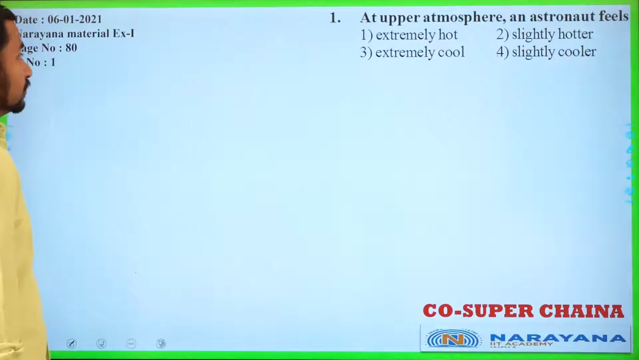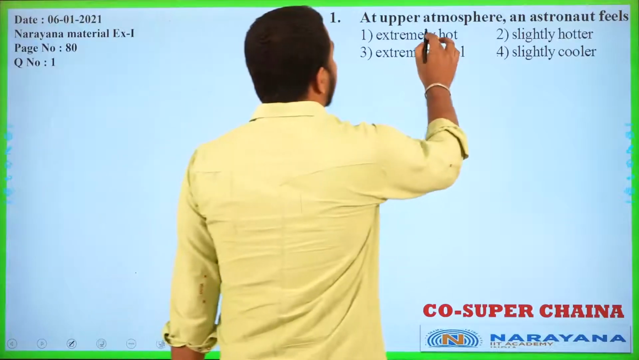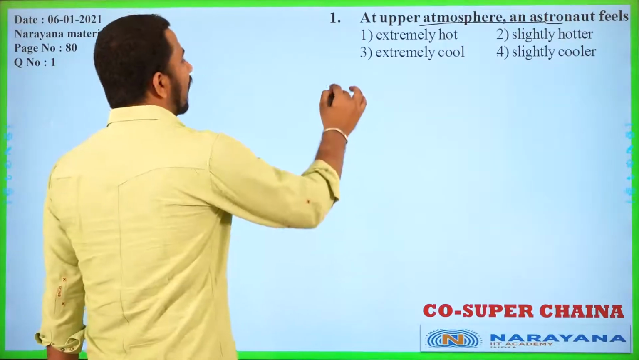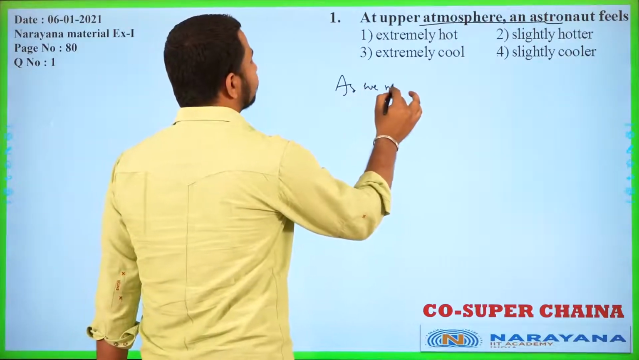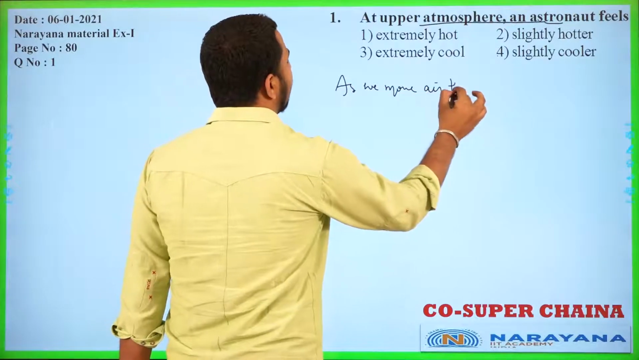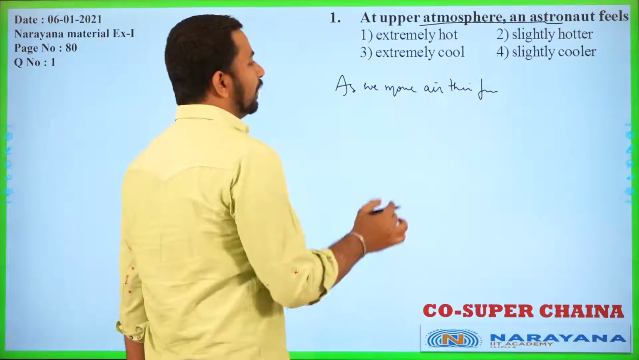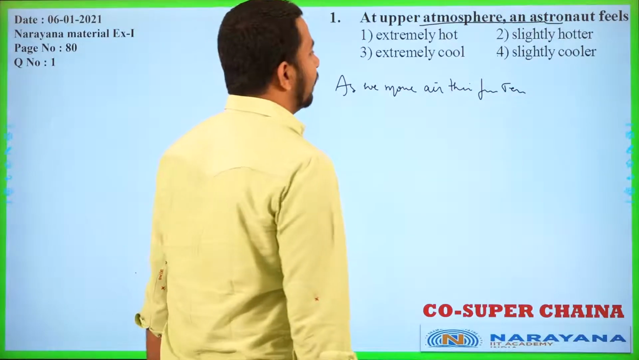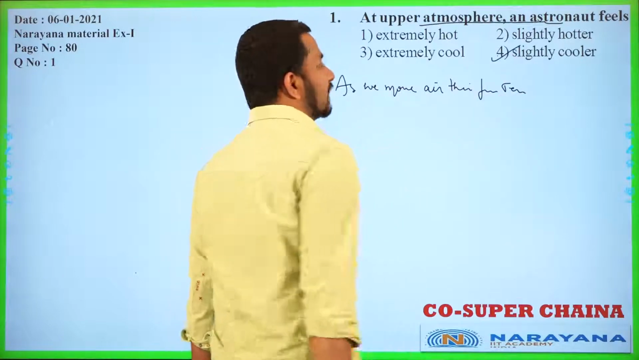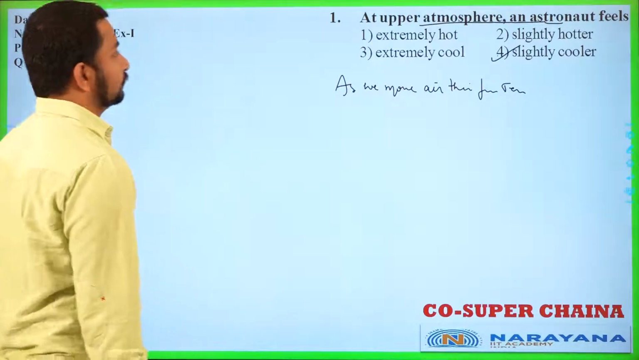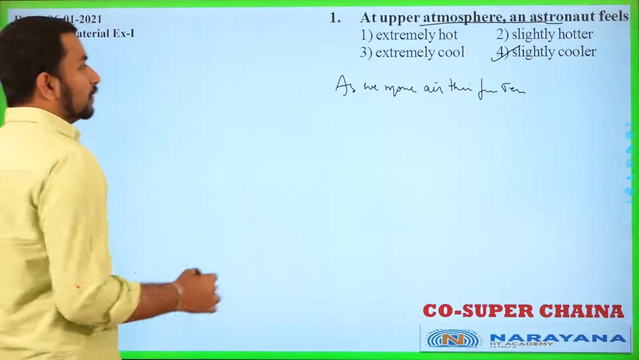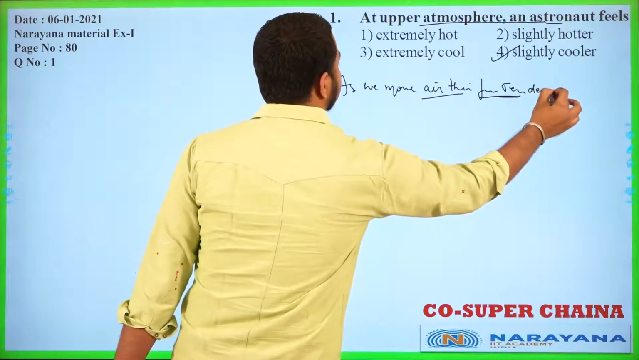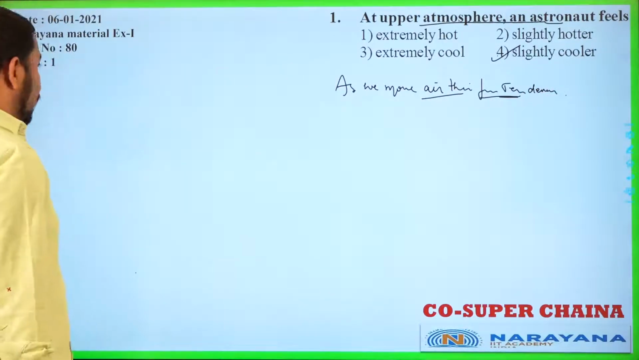Let's move to the next question, students. Here it is given that in the upper atmosphere an astronaut feels something. So as we move up, air becomes thin, and the temperature reduces. So what will happen? We'll start feeling slightly cooler as we move to the upper atmosphere. So air becomes thin and temperature decreases. So let's move to the next question.